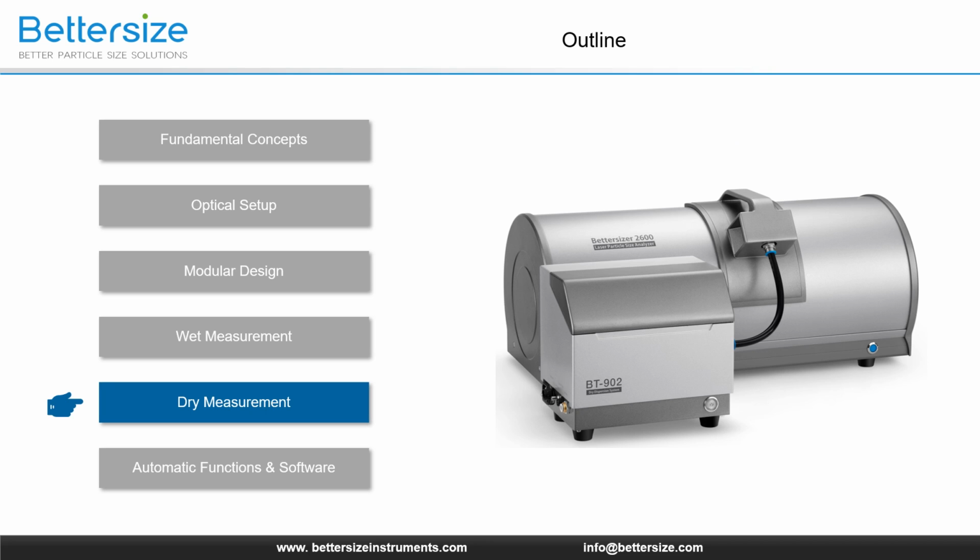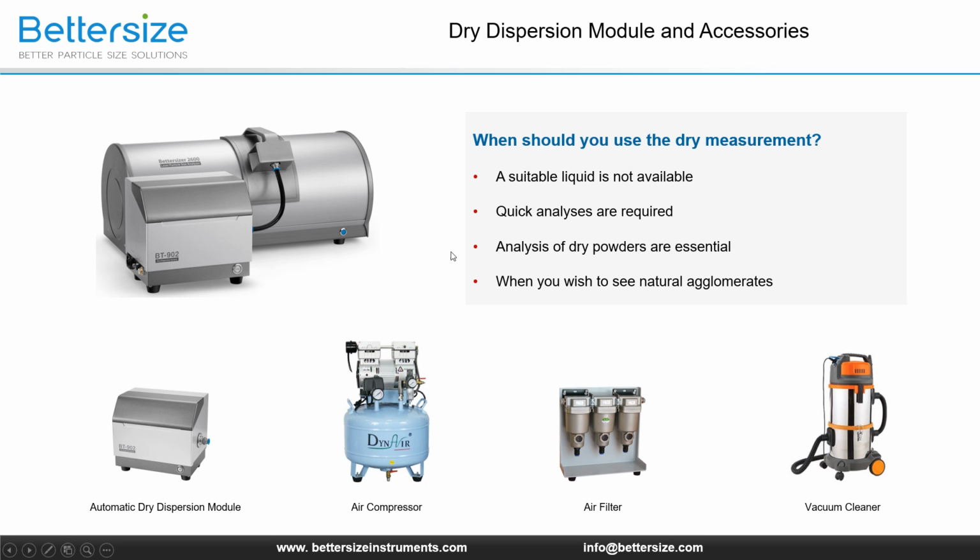Besides the wet measurement, let's talk about the dry measurement, a quite convenient and efficient method. In some cases, dry measurement has priority over wet measurement. For example, a liquid is not available, quick analysis is required, or when you have to analyze dry powders or see natural agglomerates.